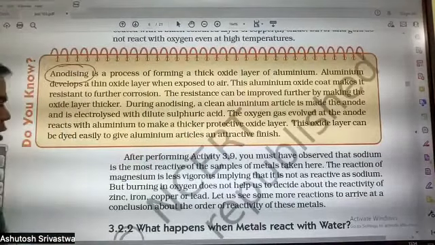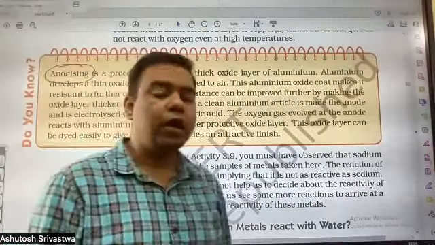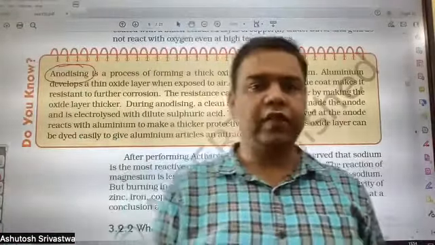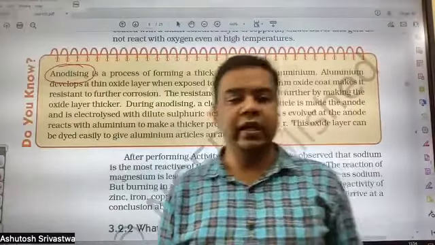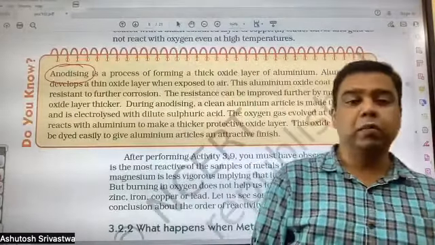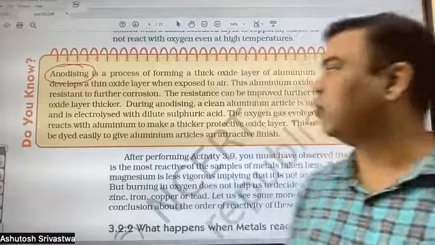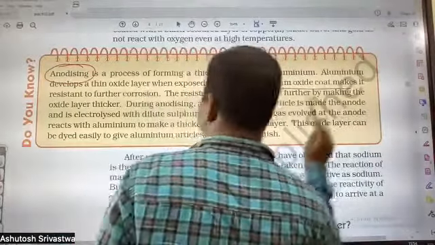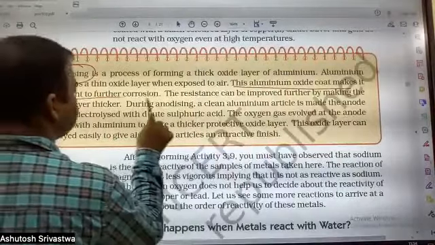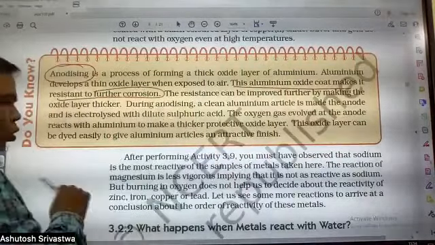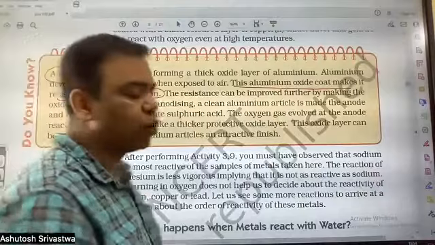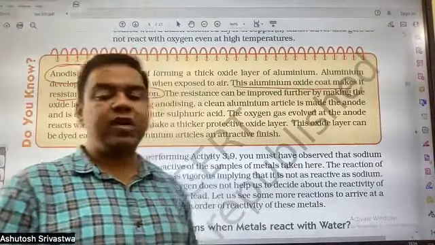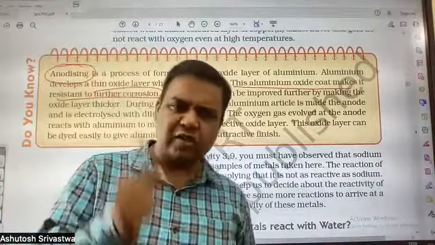It's a very important process where we normally want some oxide layer to be present over the surface of the metal so that it becomes more stable. A thicker region will give you the strength also. So this aluminum oxide coat makes it resistant to further corrosion. The aluminum oxide coating over the aluminum is a natural process, but during the natural process, the thickness will be very small.